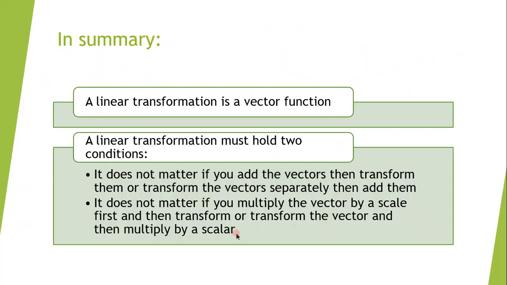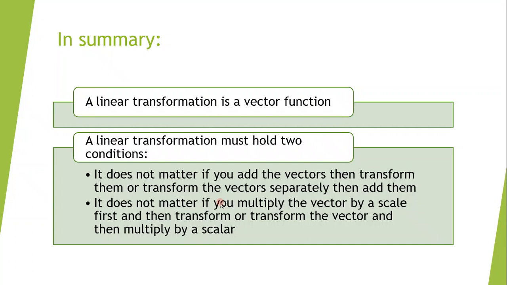So in summary, a linear transformation is just a vector function, and a linear transformation must hold two conditions. The first being that it does not matter if you add the vectors then transform them, or transform the vectors separately and then add them. It also doesn't matter if you multiply the vector by a scalar first and then transform the vector. Geez, I was getting tired when I wrote that, but you guys know what I mean.